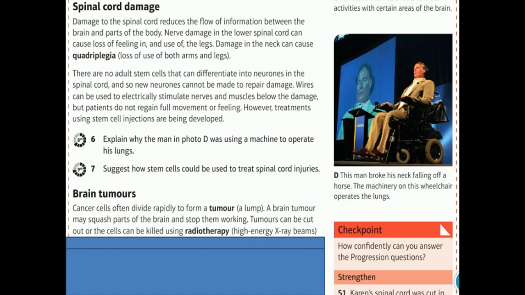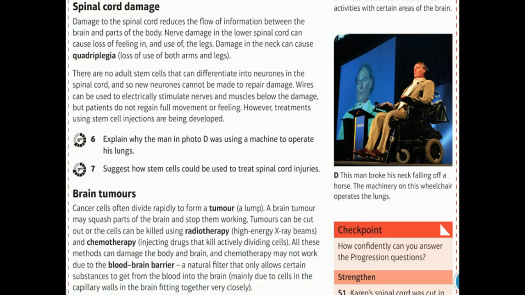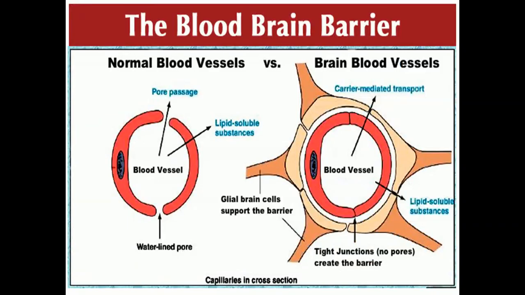An alternative to using radiotherapy is chemotherapy, and this is where drugs are injected that kill the actively dividing cells. But again, the same issue happens. You could kill actively dividing cells that are healthy. And the other problem with chemotherapy for brain tumors is that there is a blood-brain barrier that stops chemicals from reaching the brain. So you can see in a normal blood vessel, certain chemicals can get through and reach body cells, but in the brain, there are no pores in these blood vessels, so it's very difficult for drugs to enter the brain.